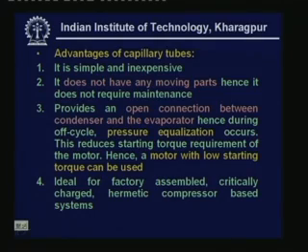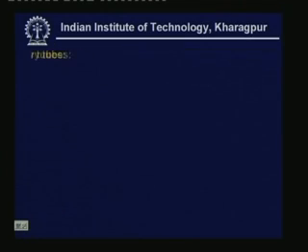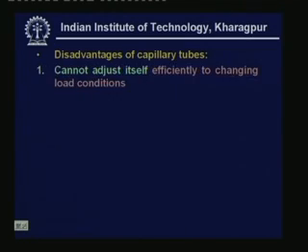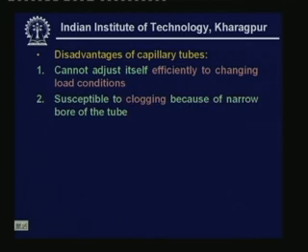And this is ideal for factory assembled critically charged hermetic compressor based systems. Of course, a capillary tube also has some disadvantages. What are the disadvantages of capillary tubes? It cannot adjust itself efficiently to changing load conditions, this is what we have seen, and it is susceptible to clogging because of the narrow bore of the tube.